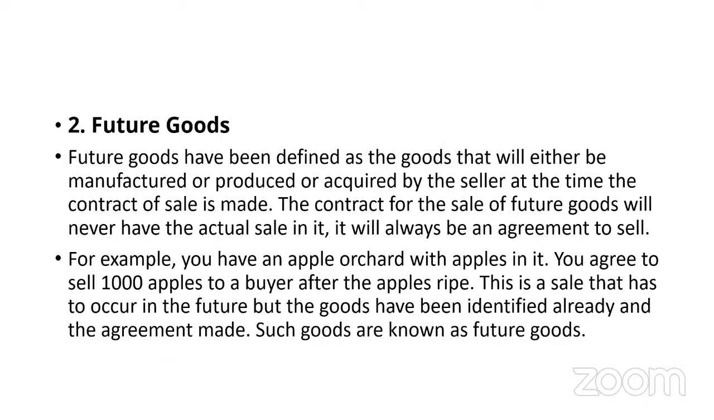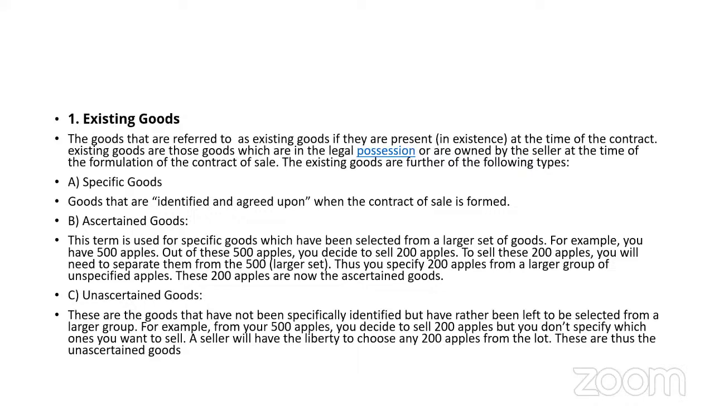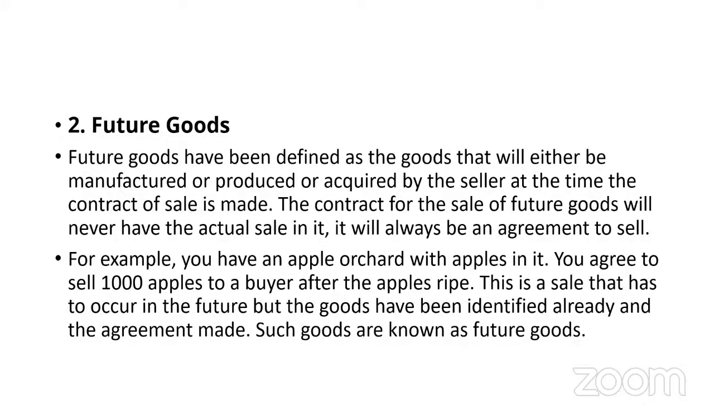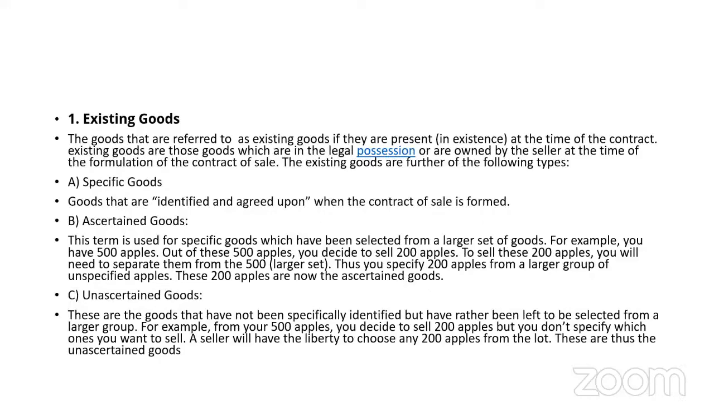existing goods, future goods, and contingent goods. Existing goods are those goods which are identified and agreed upon at this point of time. So I have 10 kgs of mangoes with me. Those are existing goods. I have them right now with me. Future goods: I have a farmhouse on which mangoes will grow and I will sell those mangoes. So those are future goods. That means at this point of time, I do not have them with me, but in future, I will have them. So existing goods, future goods, and contingent goods.